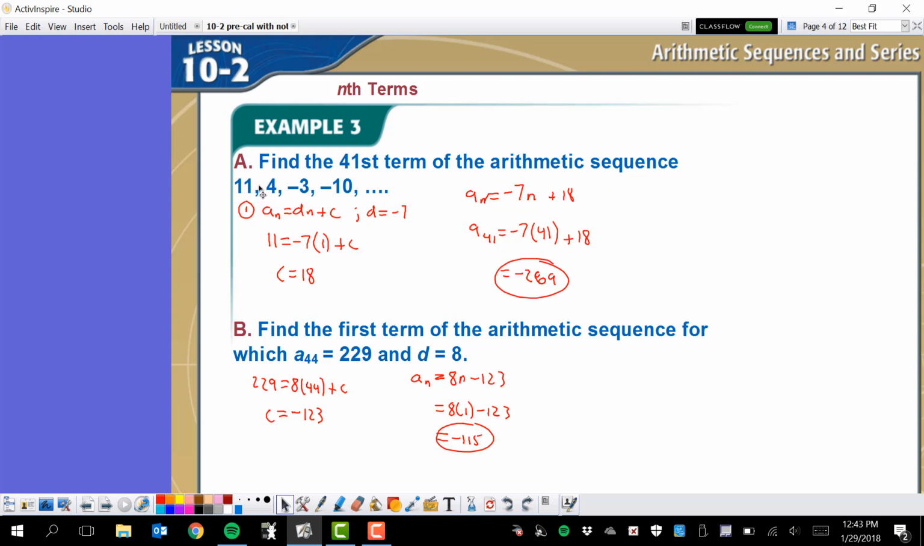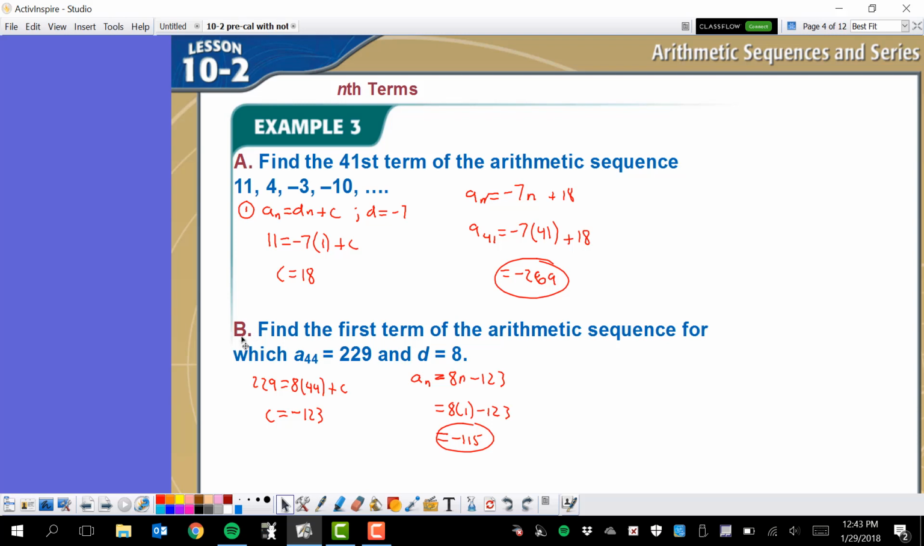Now that is a much faster, more efficient way to do this. The other alternative is you could literally write out this sequence 41 times and you would still get to negative 269. That doesn't sound very pleasant to me, nor should it to you. So it would be really advantageous for you to know how to write an explicit formula and use that to find the 41st term.